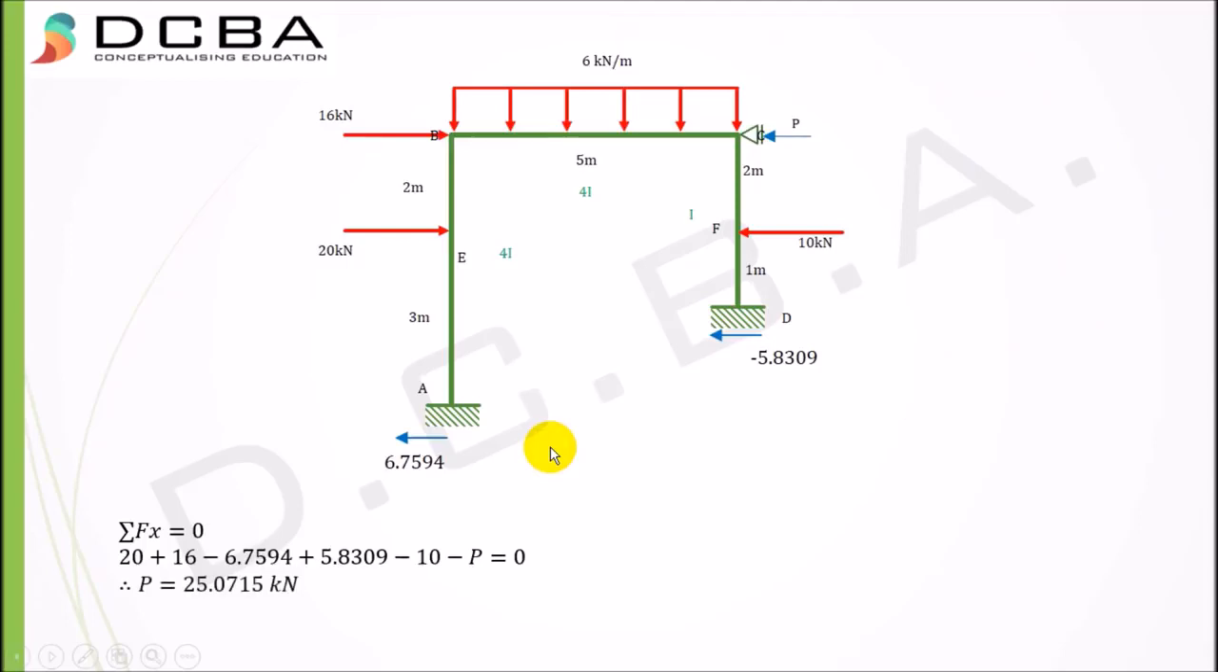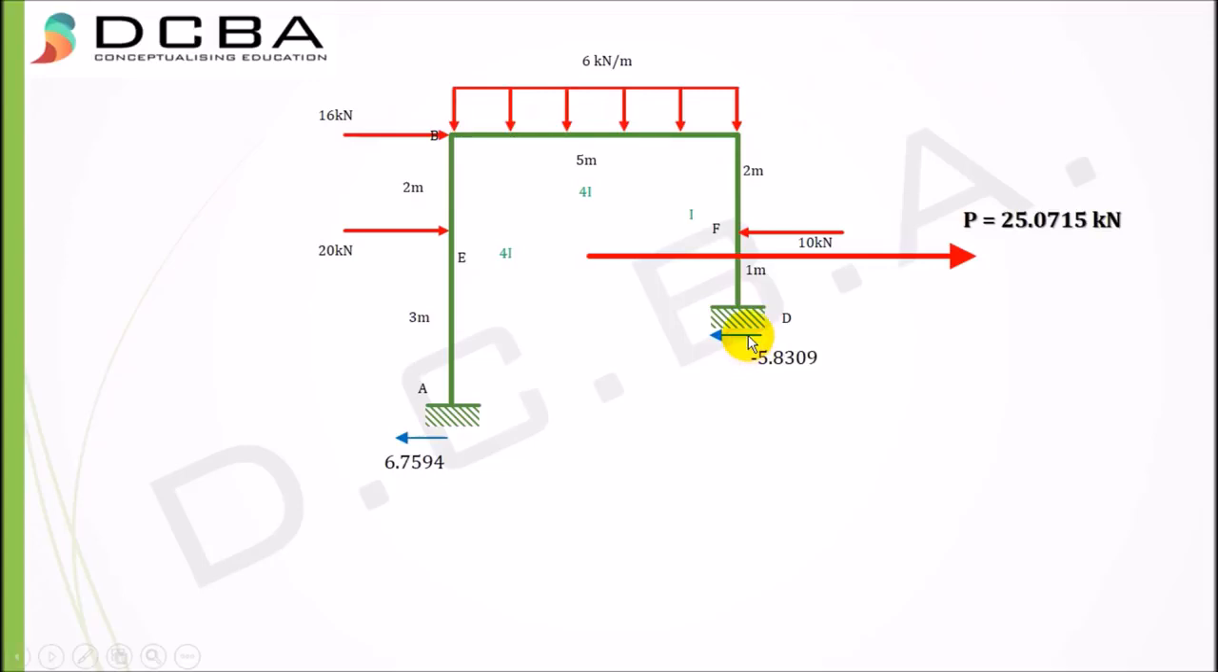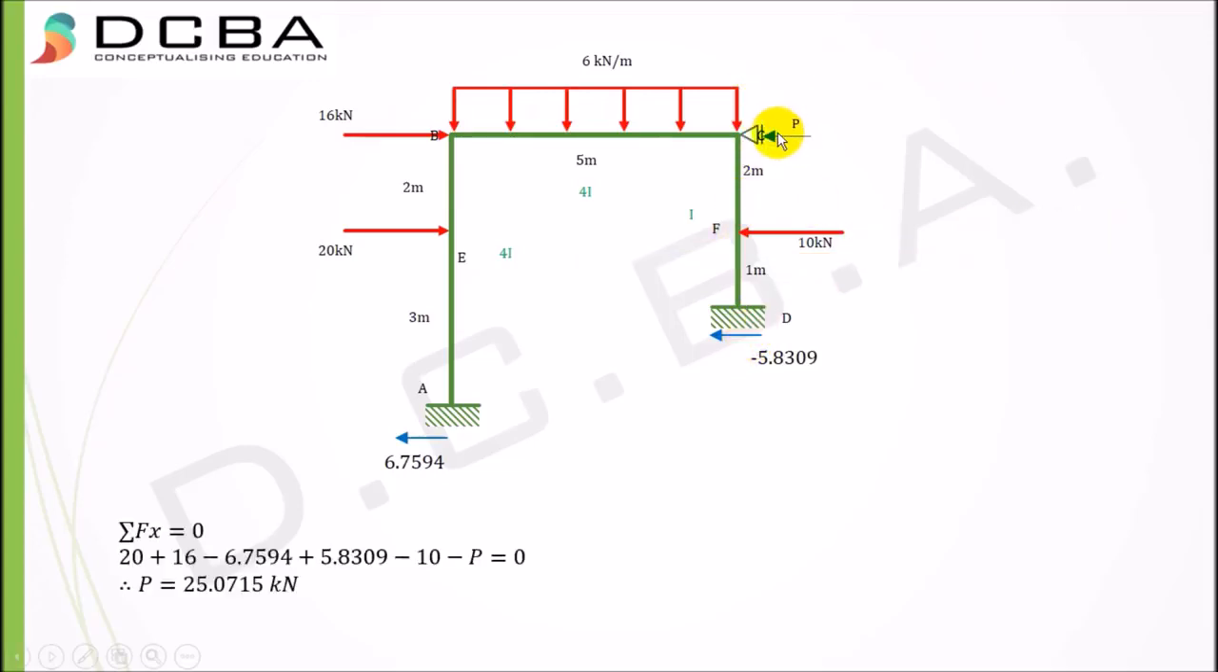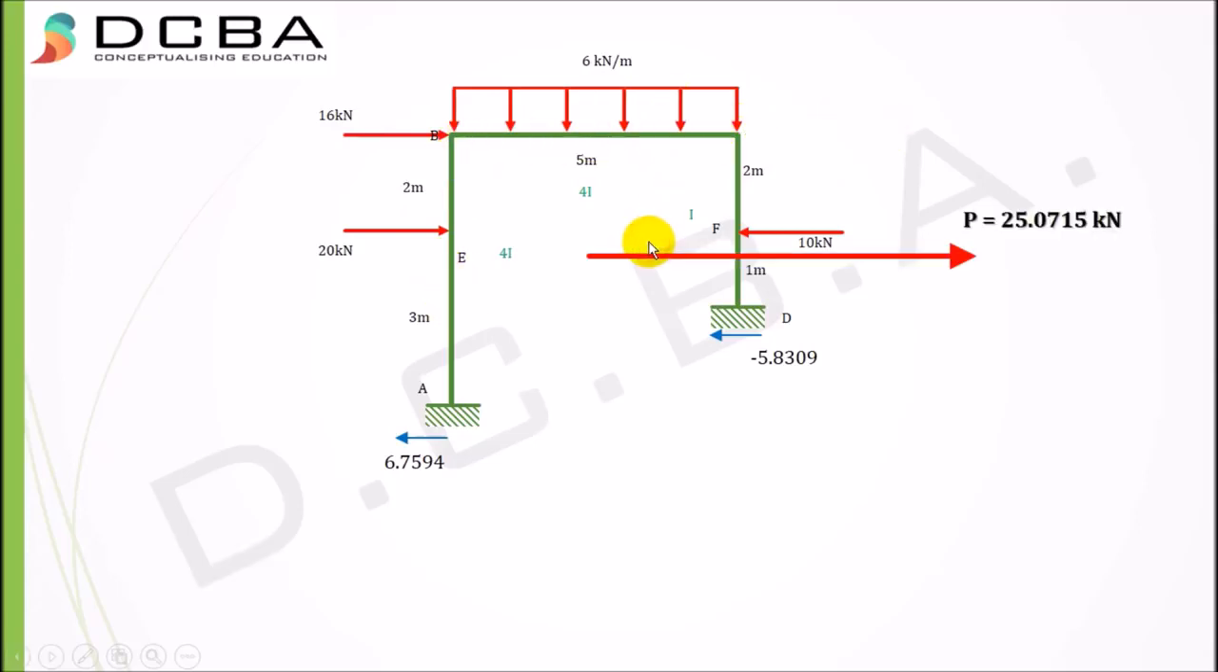So I found force P equal to 25.0715. This was the force that was required to stop the sway of my frame. So 25.075. Basically, what does this mean? That if this force is required to stop the frame from swaying, it also means that this is the total force which is applied on the frame, which is going to sway my frame. Okay, so it is shown in this direction because this is the force which was causing the sway of the frame.